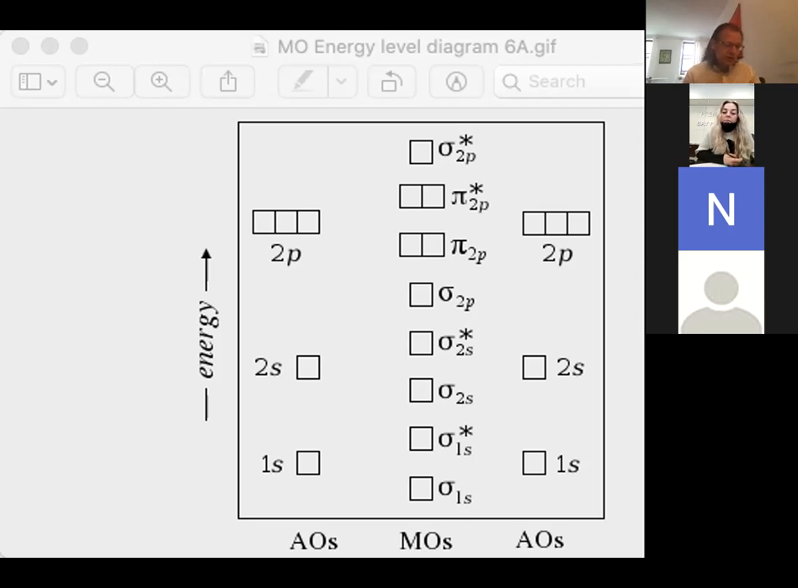If you look at this one, essentially the order has changed. So now it goes sigma star 2s, then sigma 2p, and then pi 2p, pi star. Notice way up here at the top, the pi and pi star for the 2p's are right next to each other. That's the difference, okay?